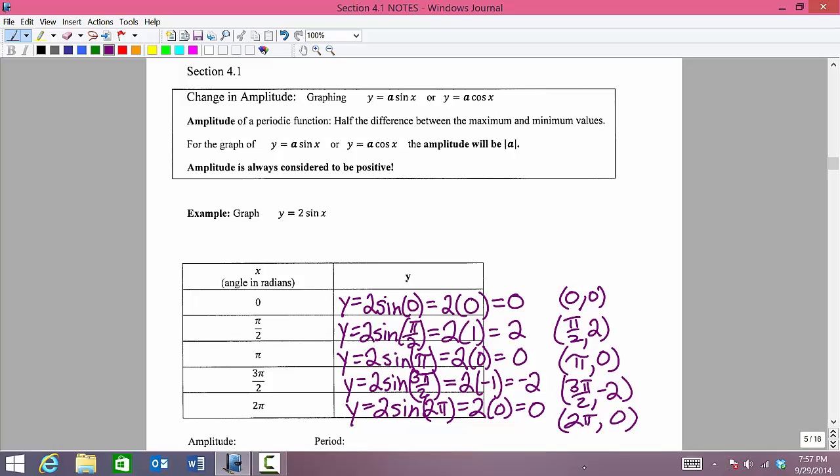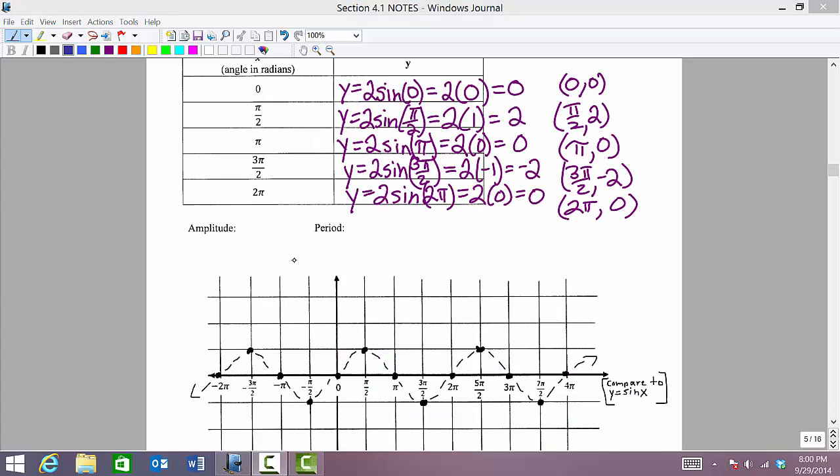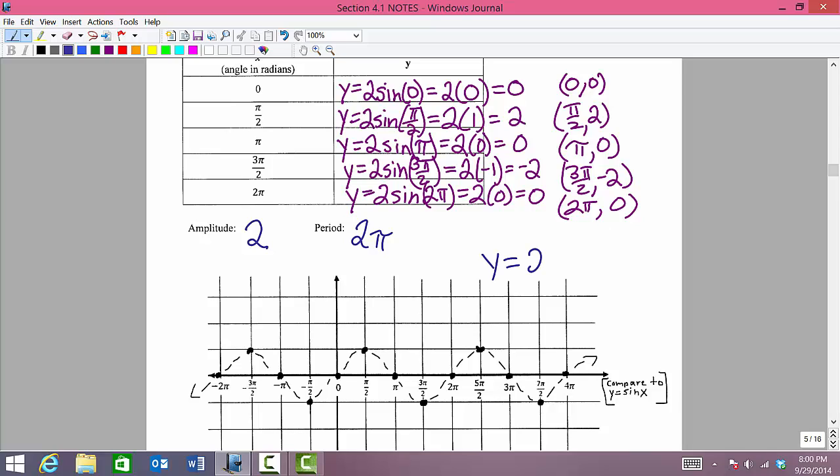So we're going to plot these points and we're going to compare it to the original basic shape of the sine function. Since we multiplied the front of the function or the outside of the function by 2, we would say that the amplitude is 2, and the period of the function hasn't changed, so the period is still 2 pi. Now we have found 5 points for y equals 2 times sine x, and we want to compare this to the original basic shape of sine.